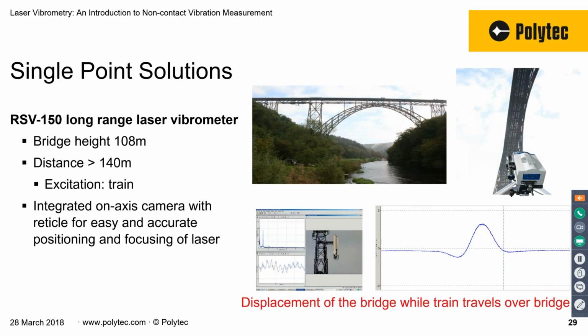Here's the bridge testing slide using the long-range laser vibrometer from a distance of 108 meters, or rather the bridge was 108 meters above the river, and the measurement was made from a distance of 140 meters, and the train was exciting the bridge as it passed across. So you can see a very clear displacement of the bridge while the train travels over it.